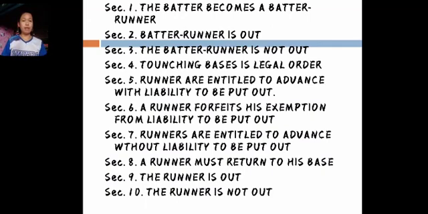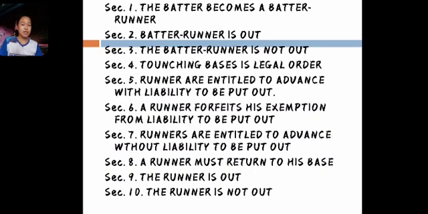Section 5. Runners are entitled to advance without liability to be put out when the ball leaves the pitcher's hand on his delivery, when a pitched ball is batted on a thrown ball, or a fair batted ball is not blocked and hits an umpire, when a legally caught fly ball is at first touch, and when a fair batted ball.